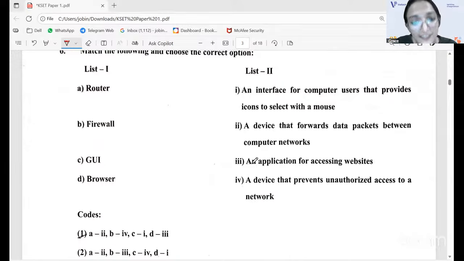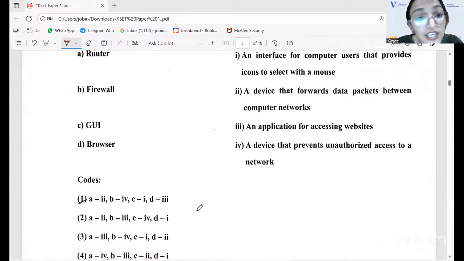Firewall, again, as you're familiar with it, is a device that prevents unauthorized access to our network. So we can easily connect B with option 4. And GUI, you know the full form, it is graphical user interface, and the option is 1, right? You can connect it with option 1. And browser, it is very easy, an application for accessing websites. So the answer is option 1.